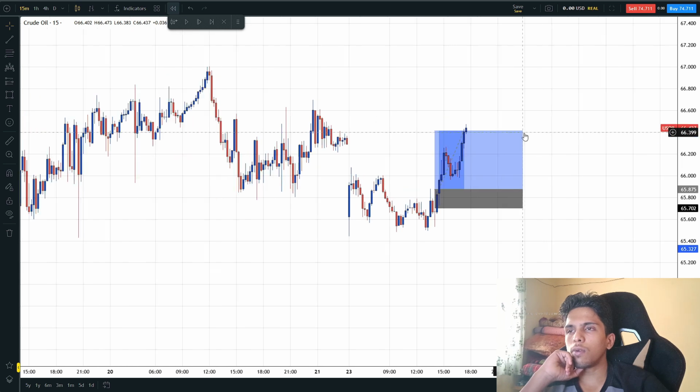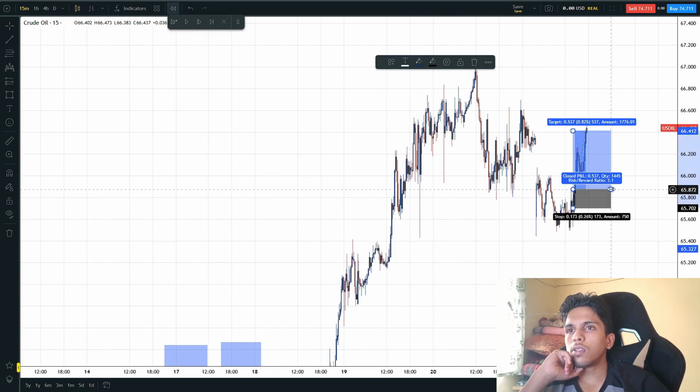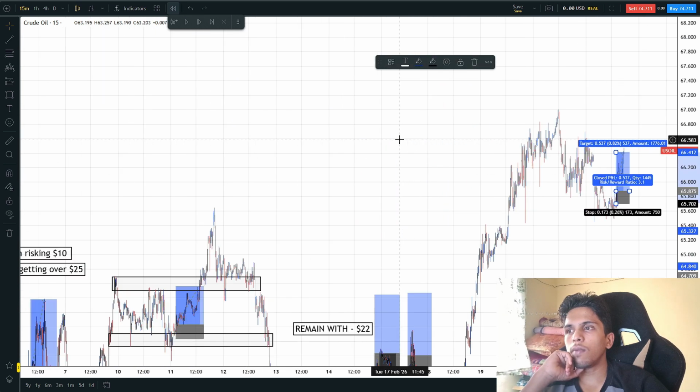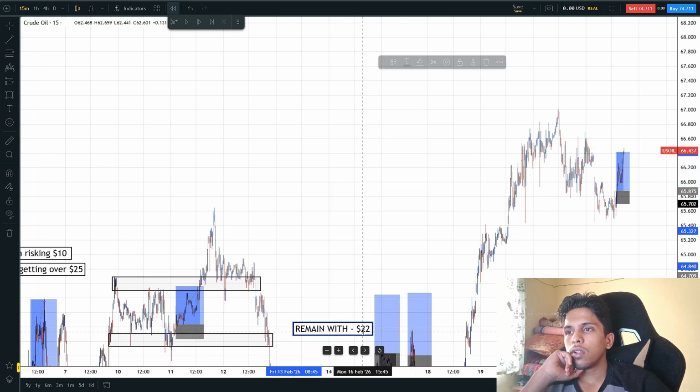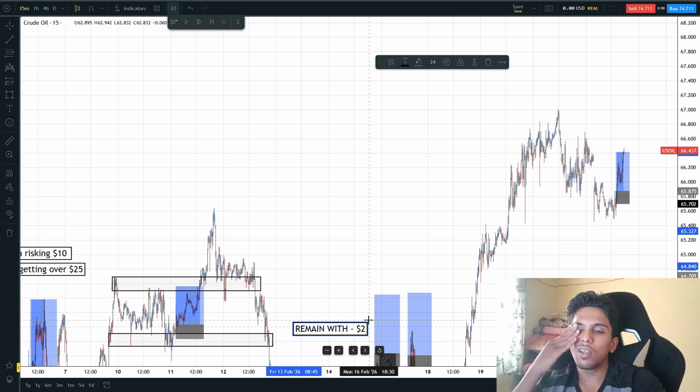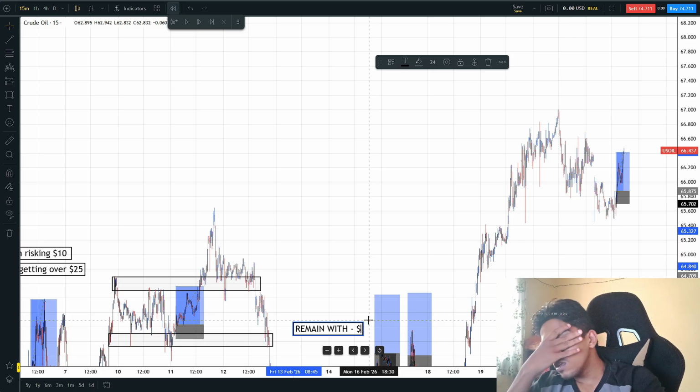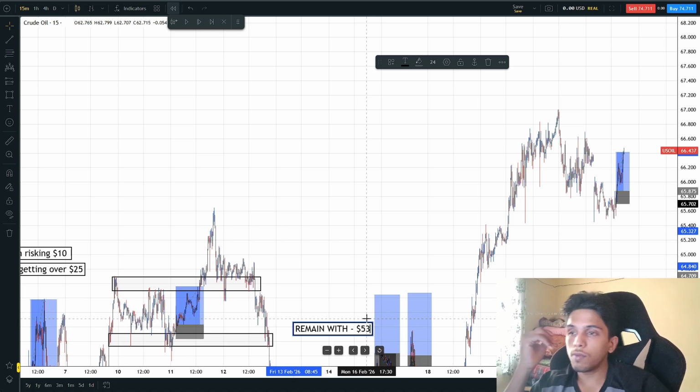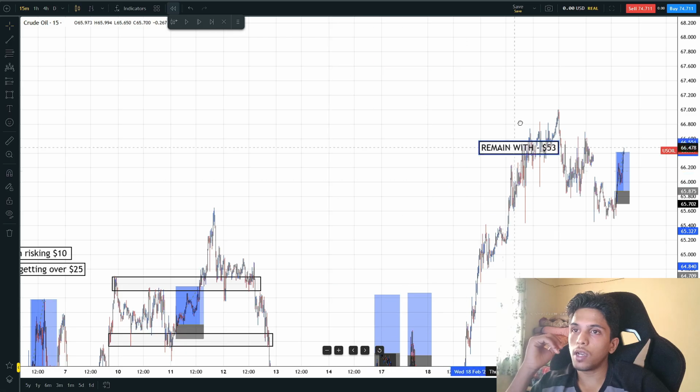One dispute chip on three. Means now we remain with 22 plus 31, which means $53. We are remaining with $53. We are growing.